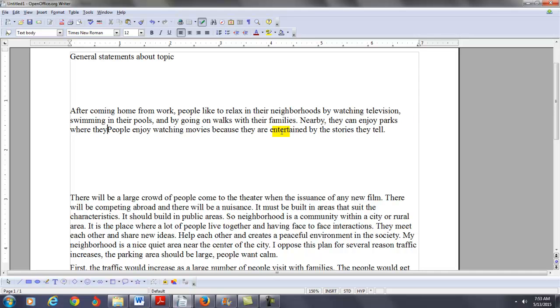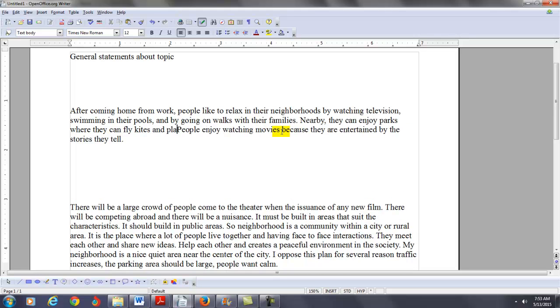Parks. And play soccer. You see what I'm doing? I'm making some general statements first, and then I'm going to lead this into movie theaters, right? So after coming home from work, people like to relax in their neighborhoods by watching television, swimming in their pools, and by going on walks with their families. Nearby, they can enjoy parks where they can fly kites and play soccer.